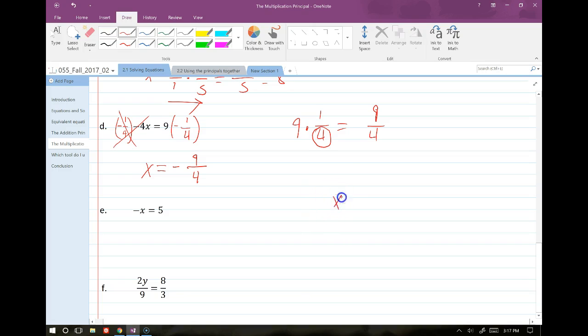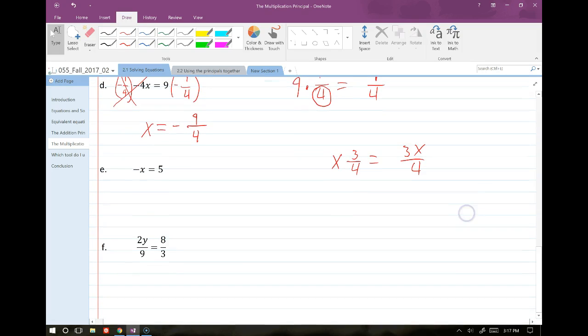Like, x times 3/4 can be written as 3x over 4, right? The constant just multiplies into the numerator if it's a whole number. All right, let's move on.